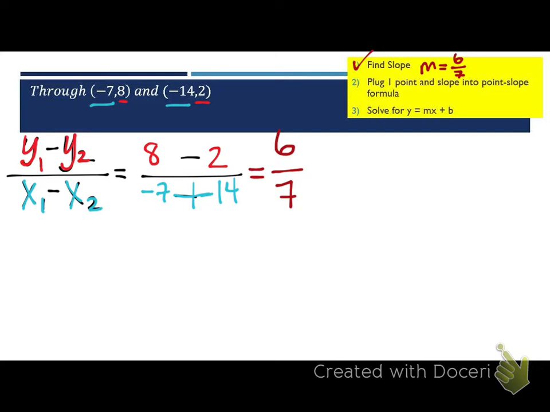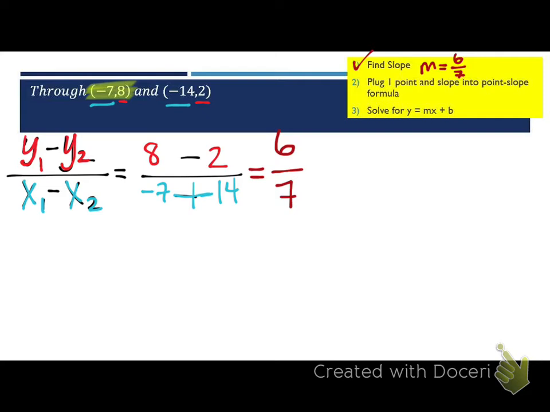So now we're going to plug in 1 point. So notice how I said 1 point. 1 point into the point slope formula. You can pick either one. The only wrong answer is mixing and matching. You can't pick an x from one and a y from the other. You just have to pick one coordinate point. I usually pick the easier one, which I would think would be this one. Just smaller numbers. You don't have to deal with the 14. So I am going to plug in this point.